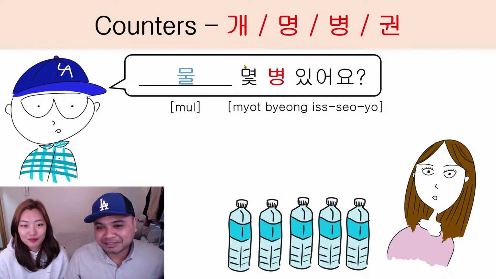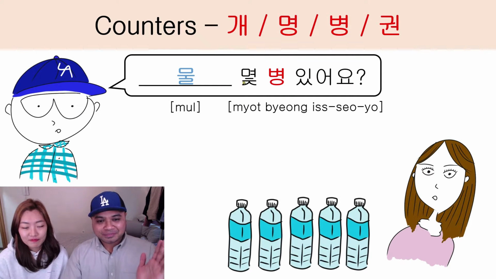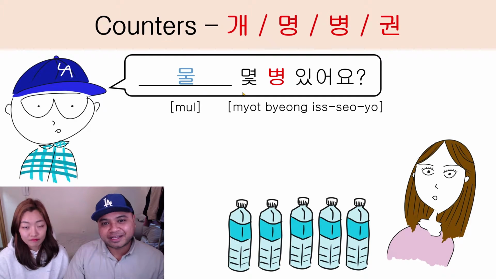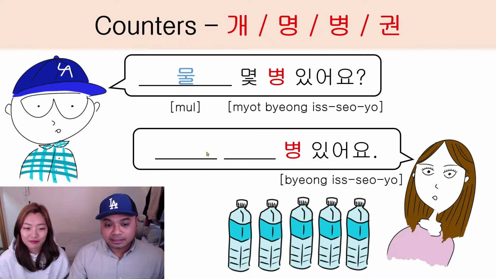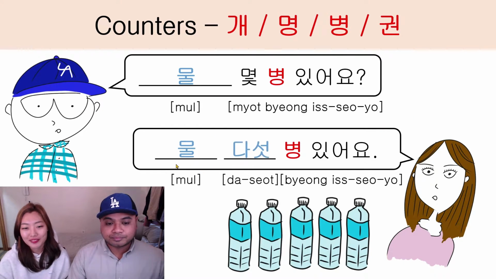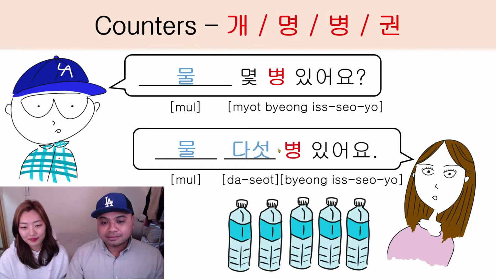But, you know, we're just practicing right now. So, when you're asking, this question says, how many water bottles do you have? And then there are 5 right here. So, Donna can say, 물 5병 있어요. Remember the nouns in the beginning, and then the number, 다섯. There's 5 of them, right? 다섯 병 있어요. So, 물 5병 있어요.